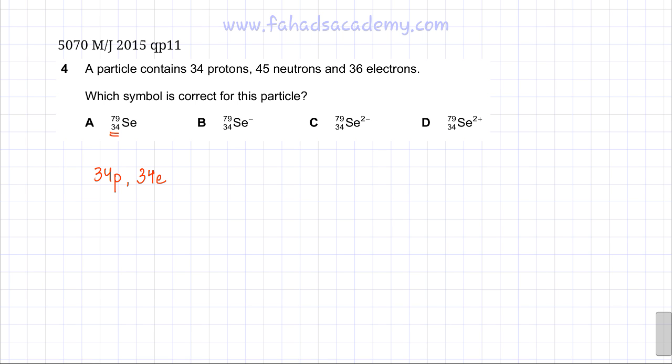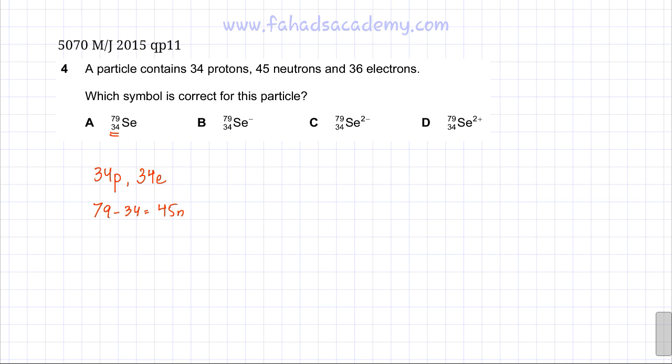And when you're finding the number of neutrons, you're going to subtract. This is the atomic mass, this is the proton number. So you're going to subtract the two numbers. So the number of neutrons is going to be 79 minus 34, which would be equal to 45 neutrons. So all these elements have atomic mass 79 and the proton number is 34. So all the symbols have exactly the same.